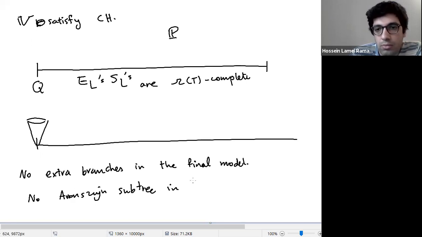So you're doing a countable support iteration? Yes. Thank you.